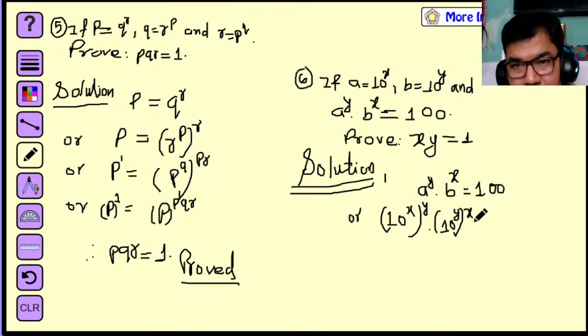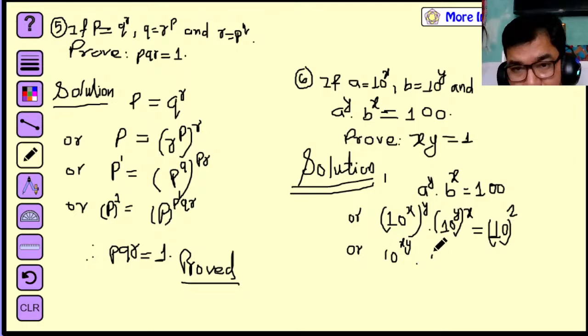And we know 100 is also 10 square. As the base is the same on both sides, we can write 10 to the power, the powers multiplied: x into y, it will be 10 to the power xy. Right here xy. Both bases are 10, and here also we can write 10 to the power 2. It means 10 tens are 100, that will be power 2.